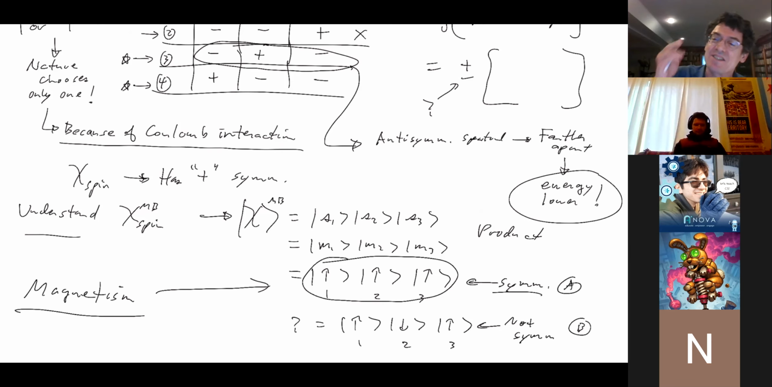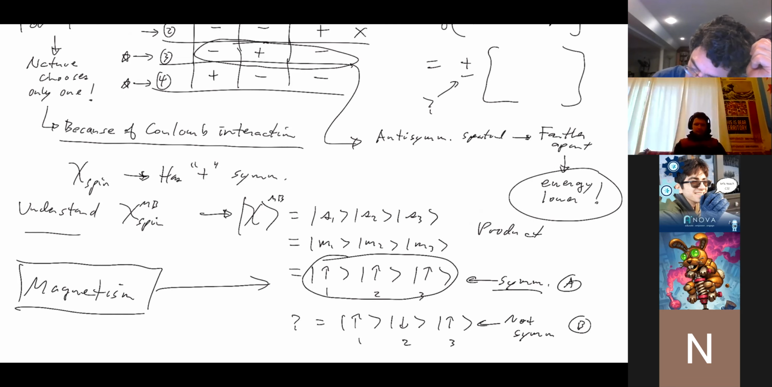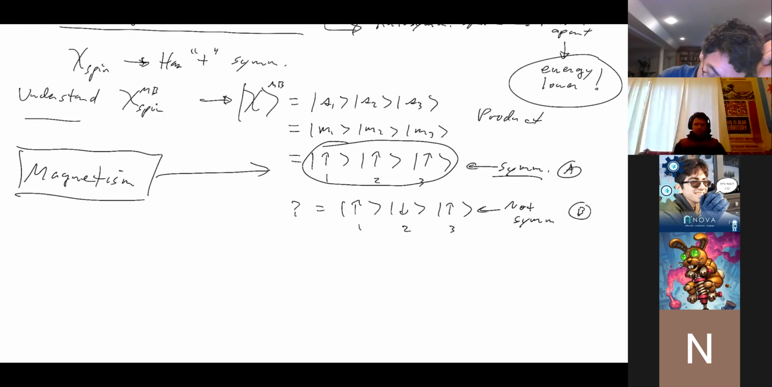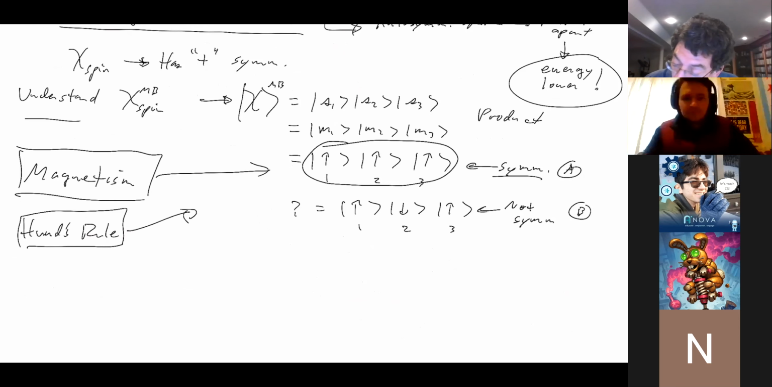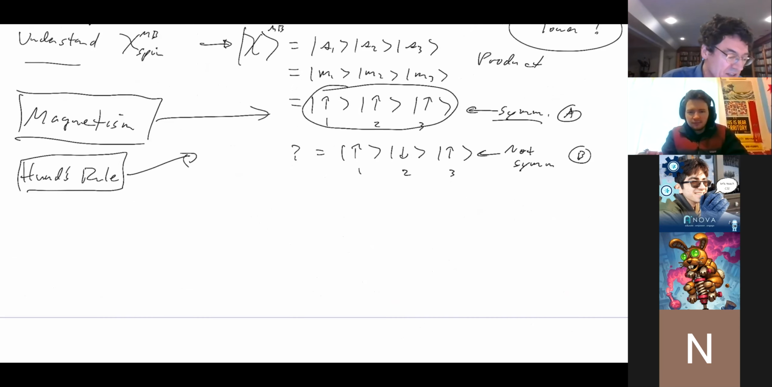So that's the whole point: the anti-symmetrization of the wave function led to this low energy state where all the spins are pointing in the same direction. And that is magnetism. Another word for that, which you mentioned, is Hund's rule. So what we just did was derive Hund's rule in a hand-waving way. Okay, all right, so this very naturally leads us on.